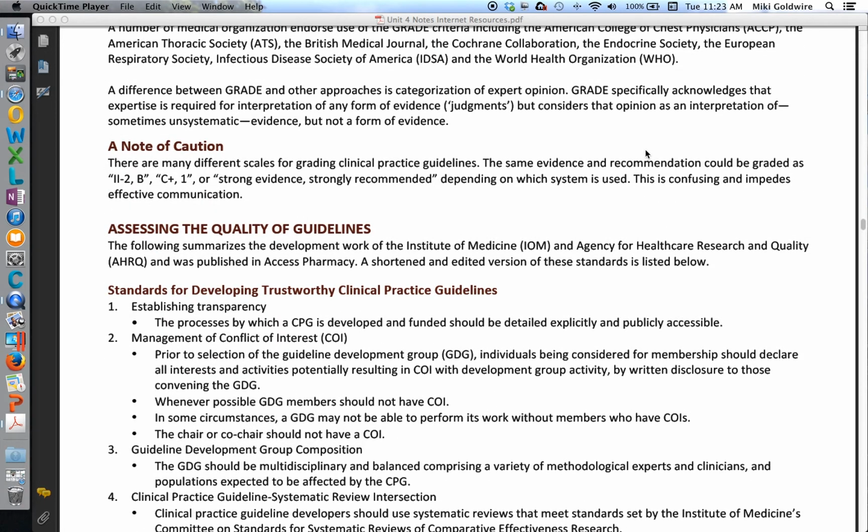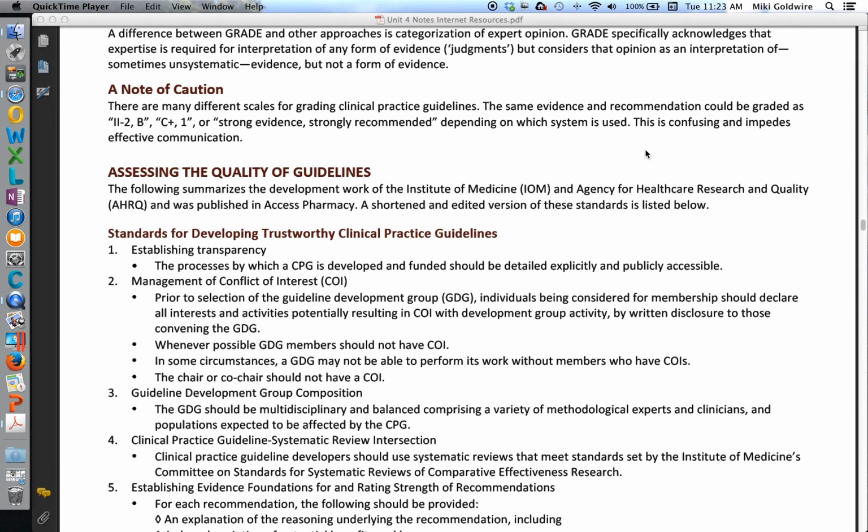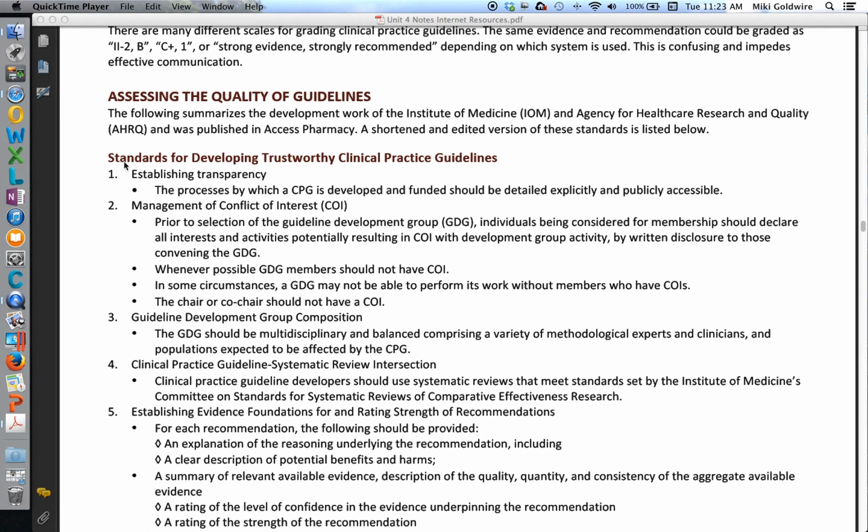The Institute of Medicine and the Agency for Healthcare Research and Quality publish standards for developing trustworthy clinical practice guidelines. I have shortened these here, but it includes establishing transparency, which means that everything that is done to develop that practice guideline is noted by the reader, that it is transparent. The process by which the guideline is developed and funded should be detailed and publicly available.